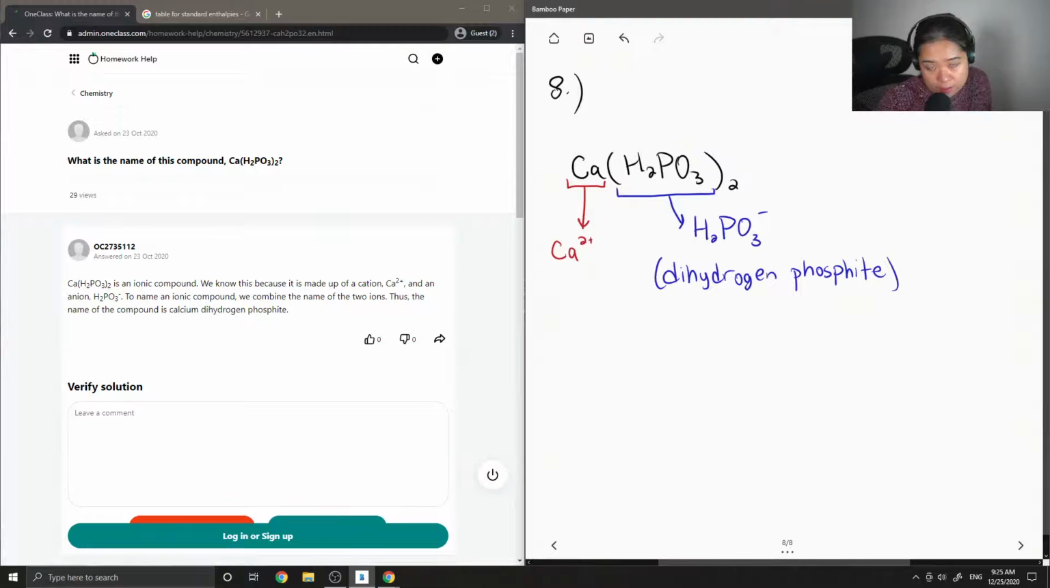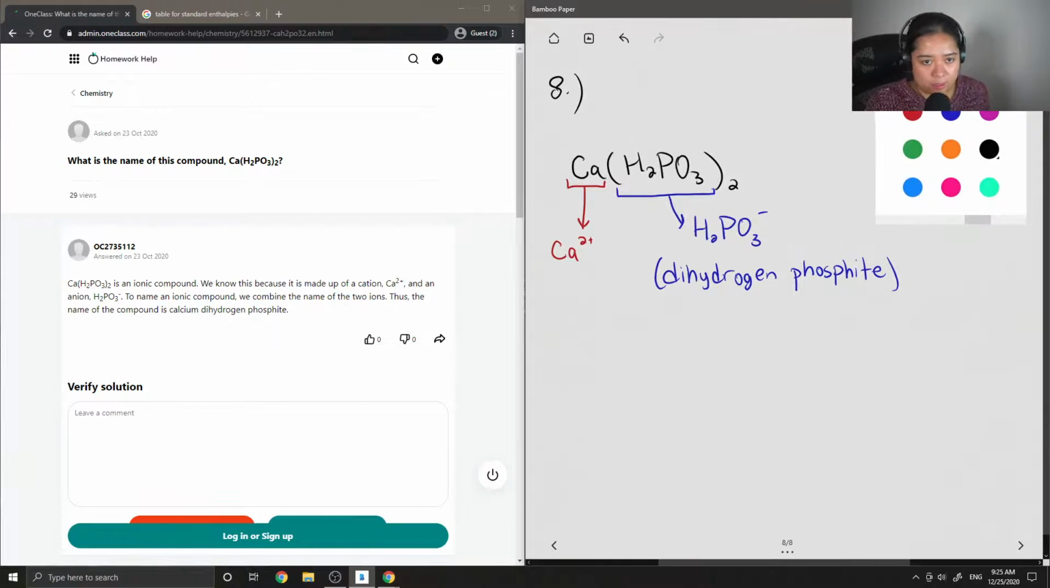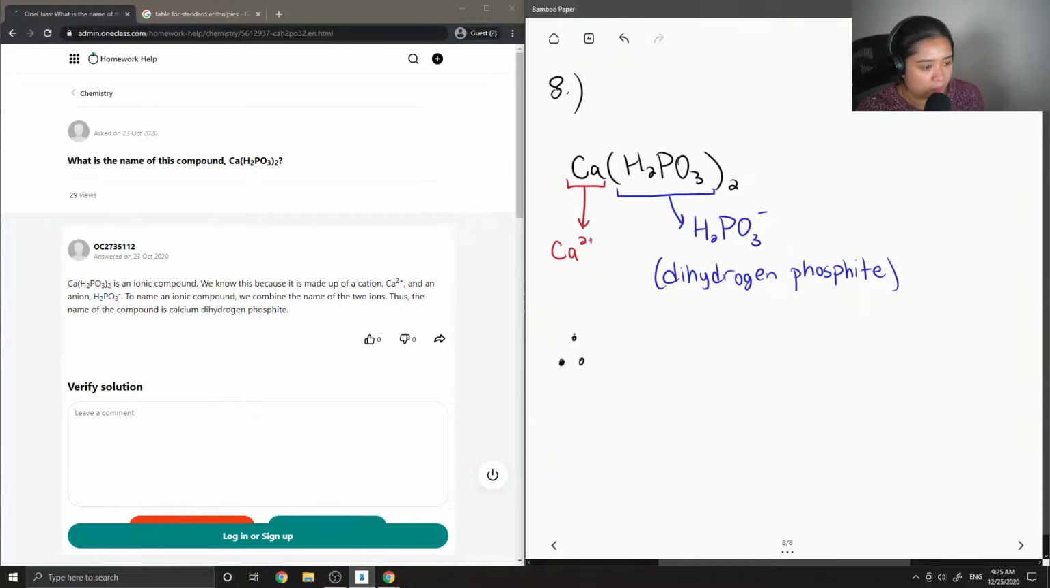Okay, so now let's put them together to name it. So therefore, our compound is calcium. Just going to put 2 to show its oxidation state. Calcium dihydrogen phosphite.